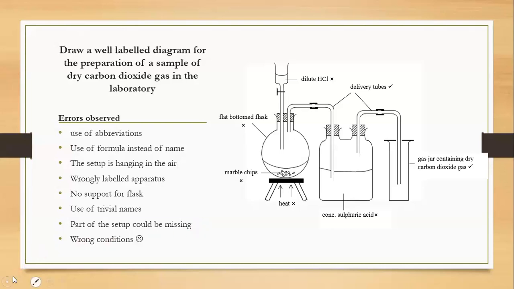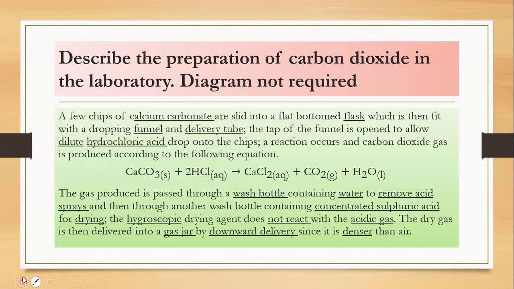When you write down calcium carbonate instead of marble chips, the right thing would have been calcium carbonate. Tell us calcium carbonate that reacts with dilute hydrochloric acid from the funnel to produce carbon dioxide gas. Then include an equation around that label. That is what we call a talking diagram. I hope I've explained it clearly.